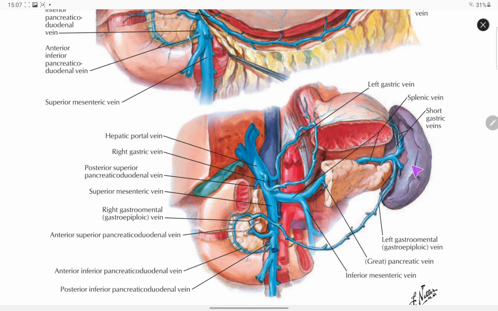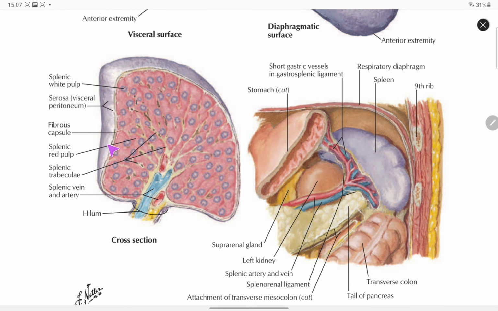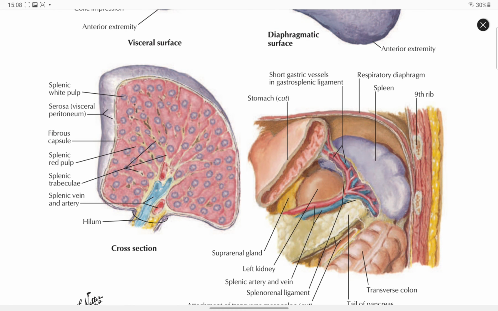Now about the lymphatic drainage. The splenic tissue has no lymphatics, but a few lymphatics arise from the connective tissue of the capsule and drain into the pancreatico-splenic lymph node situated along the splenic artery. Talking about its nerve supply, the sympathetic fibers are derived from the celiac plexus. They are vasomotor in nature. They also supply some smooth muscles in the capsule.